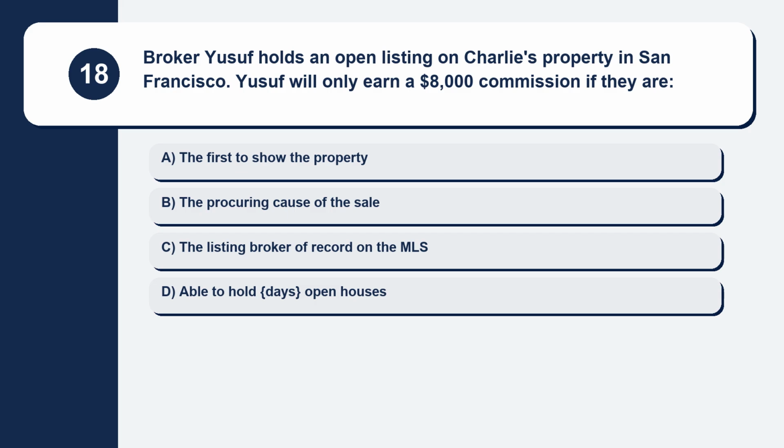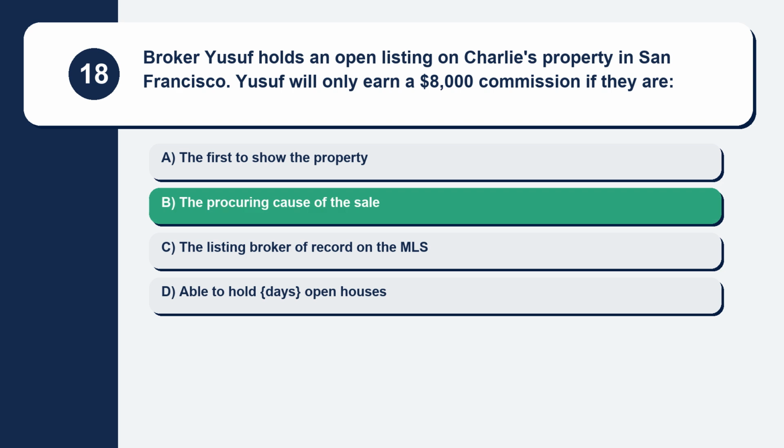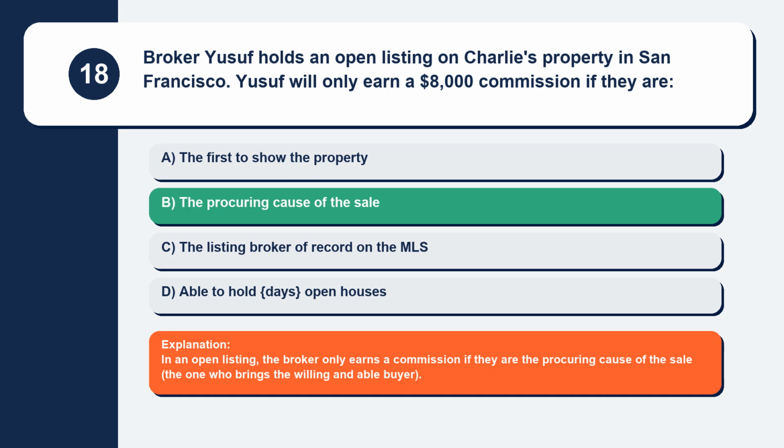Question 18. Broker Yusuf holds an open listing on Charlie's property in San Francisco. Yusuf will only earn a $8,000 commission if they are. Here are your options. Option A, the first to show the property. Option B, the procuring cause of the sale. Option C, the listing broker of record on the MLS. Option D, able to hold open houses. The correct answer is option B, the procuring cause of the sale. Explanation: in an open listing, the broker only earns a commission if they are the procuring cause of the sale, the one who brings the willing and able buyer.